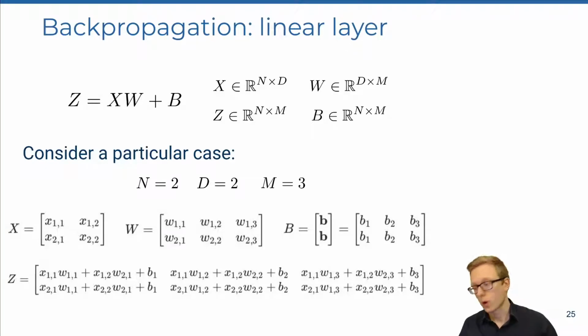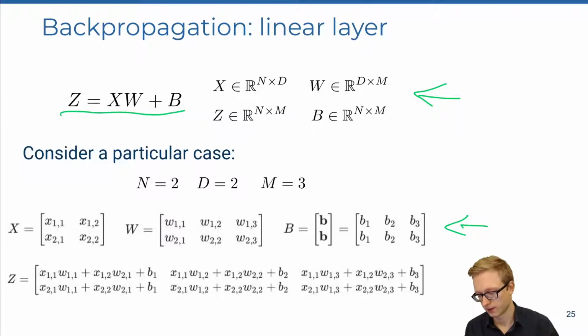Okay, let's work through an actual practical example of backpropagation and find what the more convenient form of backpropagation looks like. In this case, we have a linear transformation, z equals x times w plus the bias b. You can see the dimensions of all of the matrices here. And we can consider a particular case. So let's actually give these matrices particular instances. So this is what they would look like.